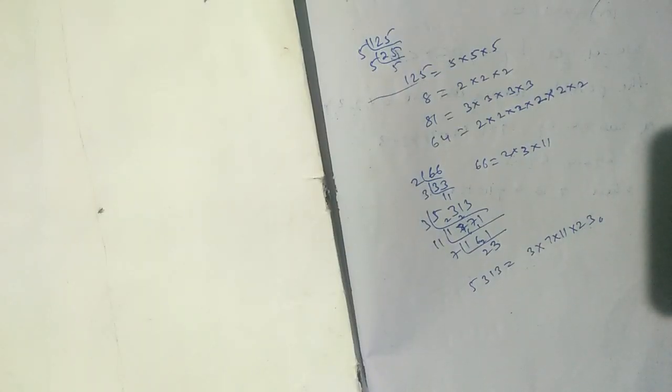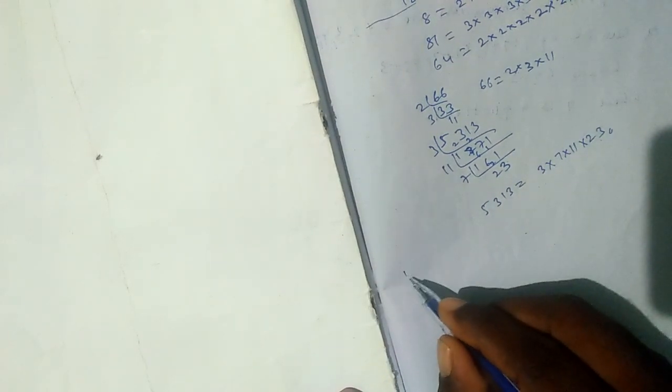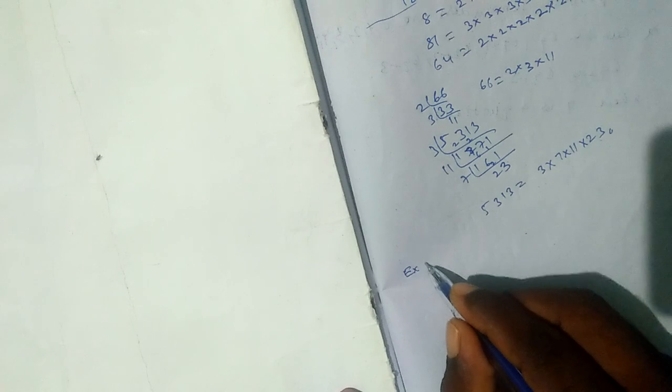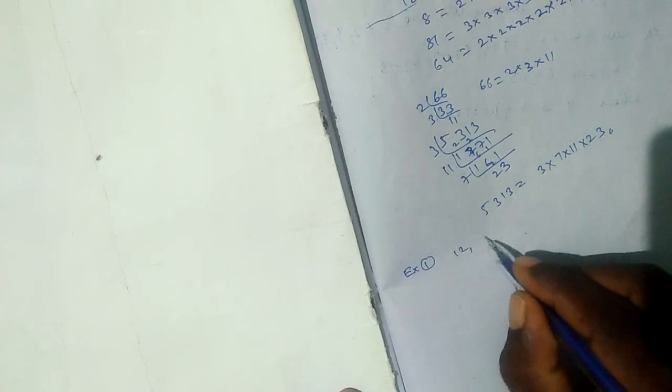Here I am going to explain one more concept: using this factorization method to find the HCF and LCM of given numbers. So let us take two numbers. Example 1. The numbers are 12 and 18.